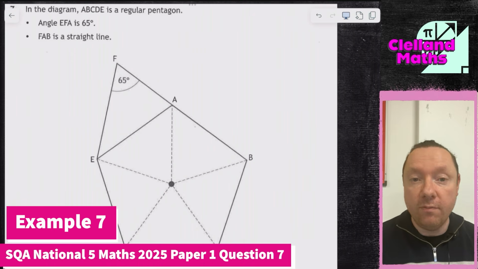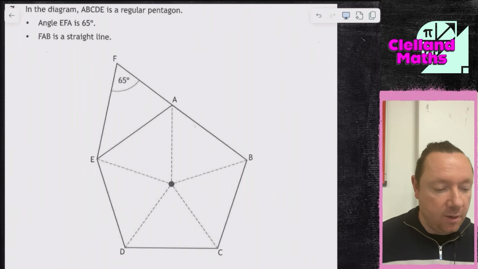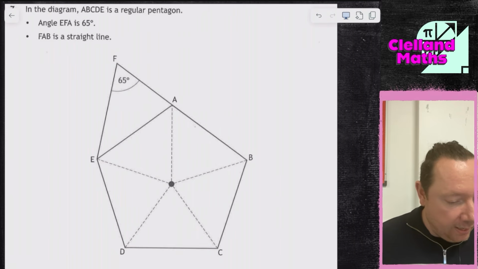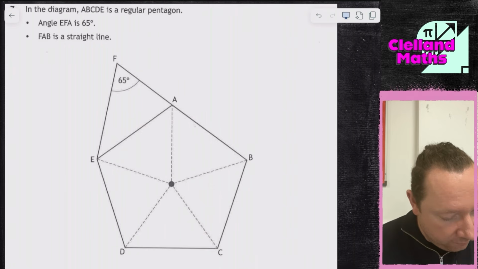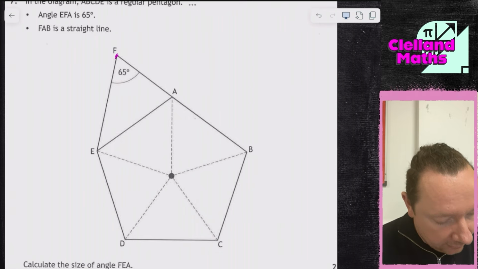National 5 Maths 2025, Paper 2, Question 7. In the diagram, ABCDE is a regular pentagon. EFA is 65. FAB is a straight line. Calculate FEA. So we're trying to get to here.